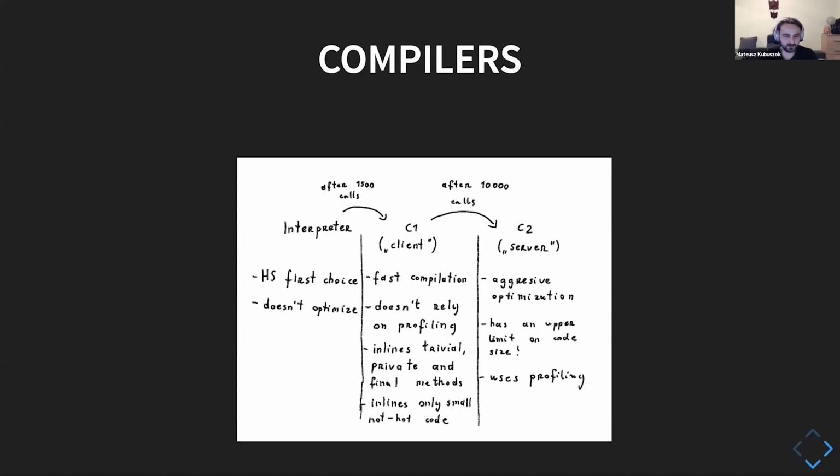It might do private method inlining and final method inlining because those never change. They don't have any sort of polymorphic implementations. We always know that they are something that never changes, so we can safely assume that we can inline them. We can also inline something that is not very big. By not very big, the JVM by default means 55 bytes of bytecode.